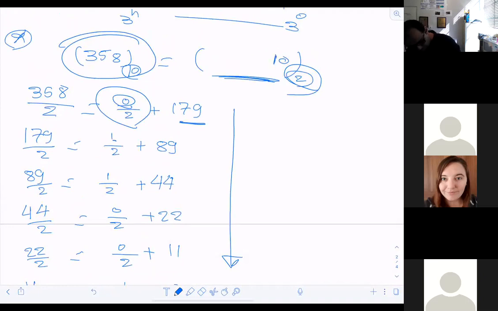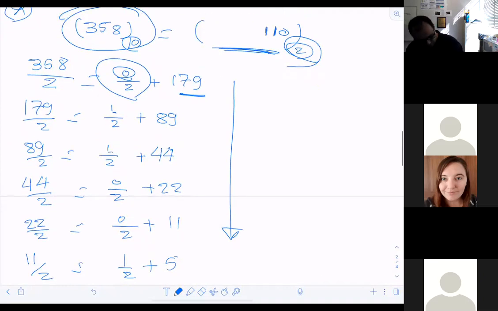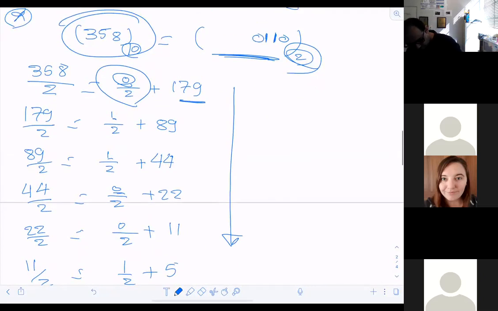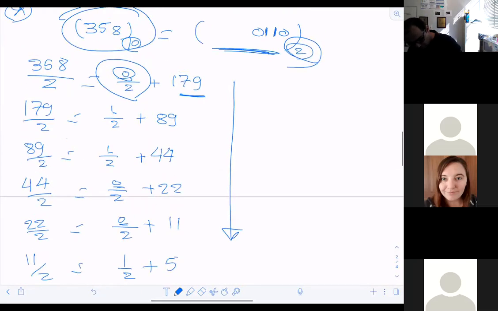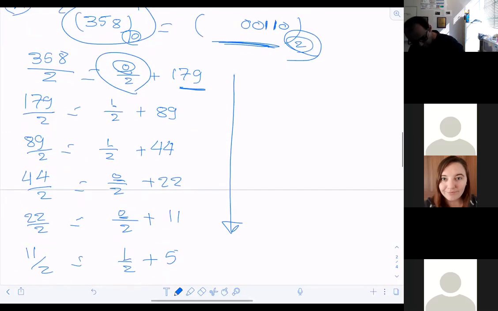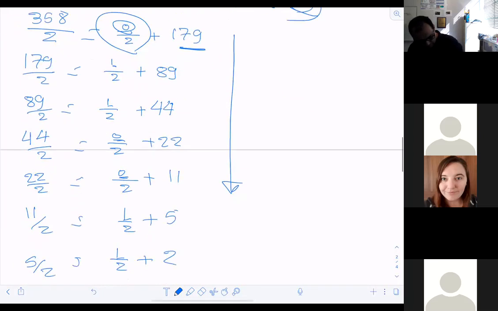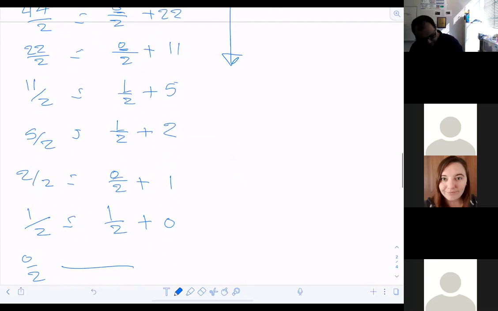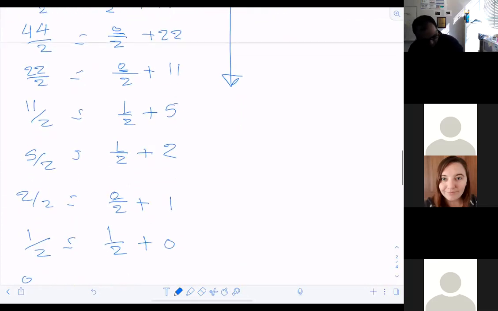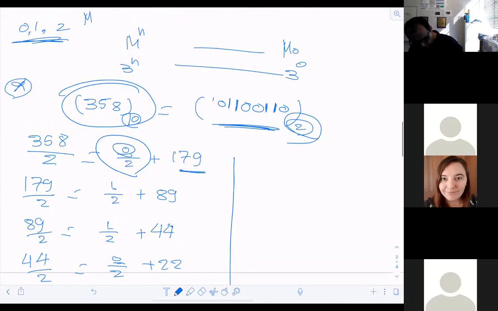So now here's 0. This one is 1. This one is 1. This one is 0. This one is 0. This one is 1. This one is 1. And 0. And 1. So I'm done. I found out the equivalent of 358 in the decimal space in the binary space.